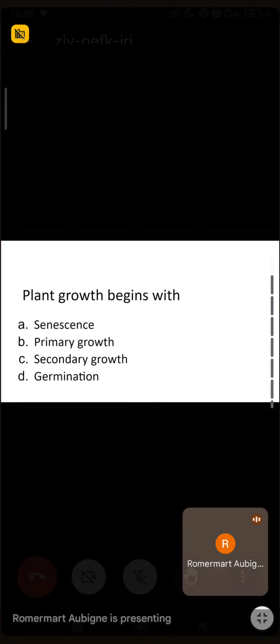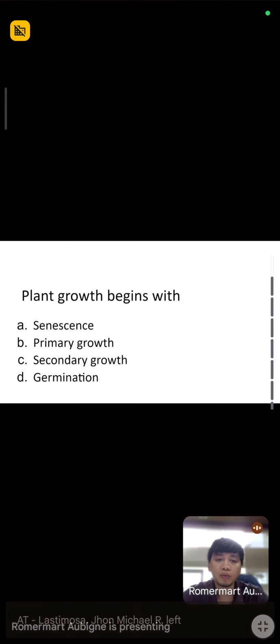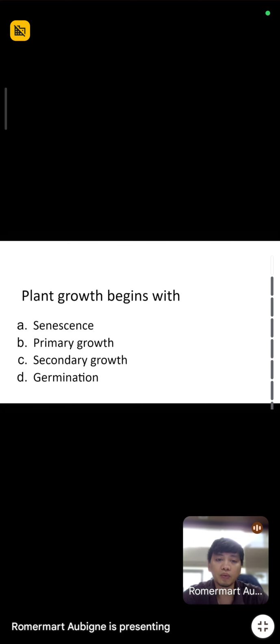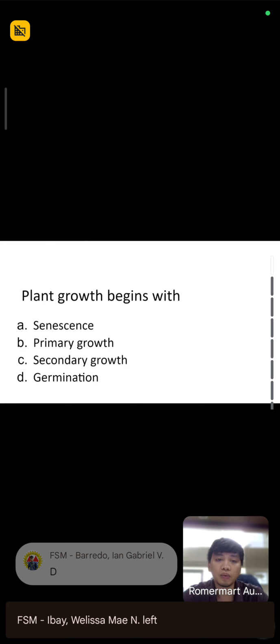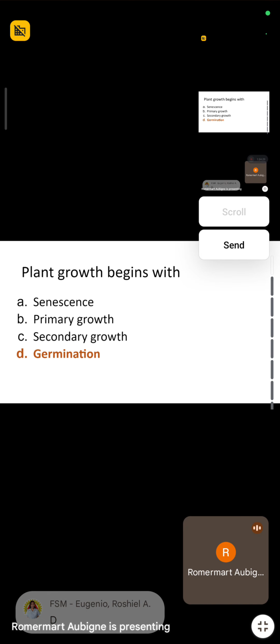Next, plant growth begins with, what do you call this? A. Senescence, B. Primary growth, C. Secondary growth, or D. Germination. Anong sagot ng ating mga students dito? Okay. Next, the correct answer is germination.